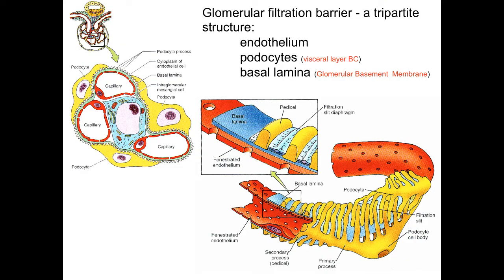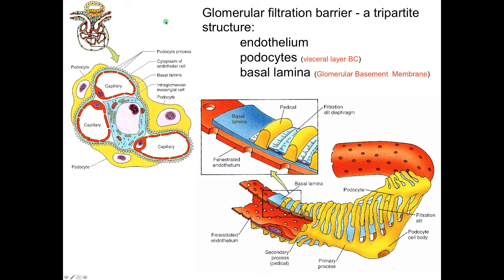So this is a diagrammatic view of the glomerular filtration barrier. It's a tripartite structure, and it consists of the endothelium that make up the glomerular capillaries, and the podocytes, which make up the visceral layer of Bowman's capsule, and the basal lamina, the common glomerular basement membrane, which is synthesized by both the endothelial cells and the podocytes.